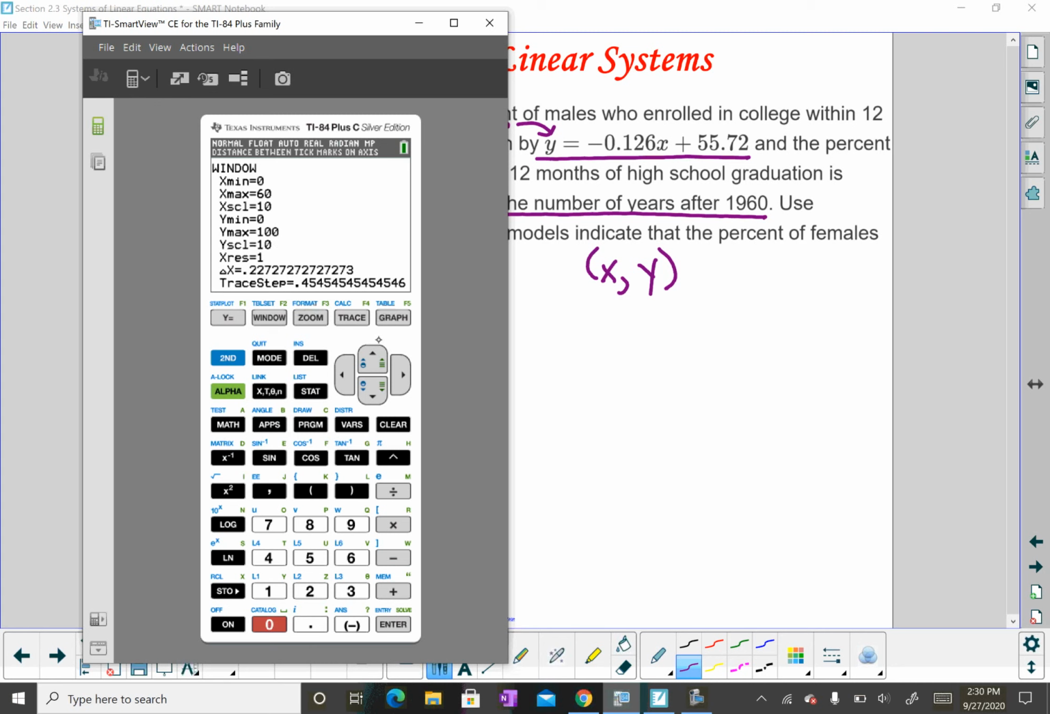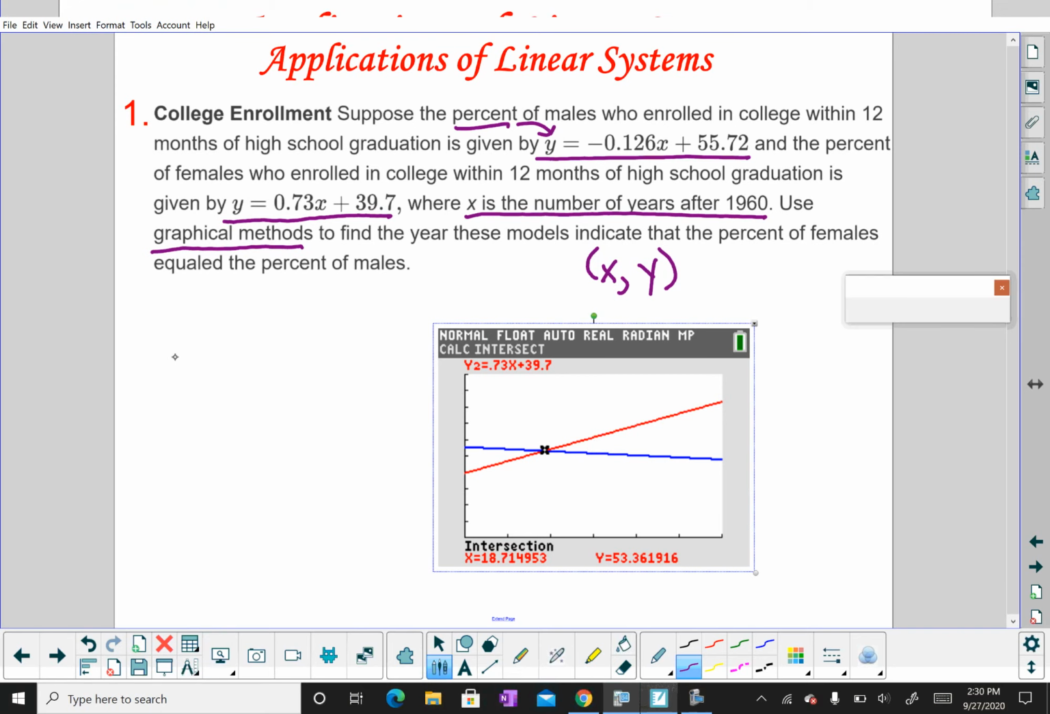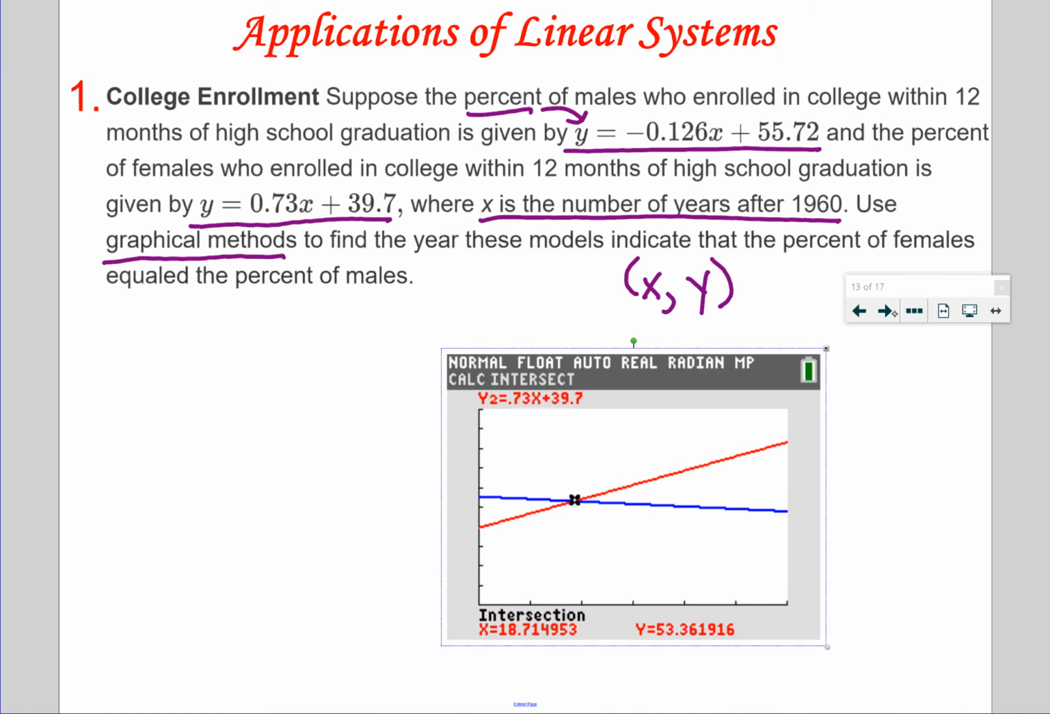So now, if you hit graph, we're going to be able to see those lines, and we're going to be able to see that intersection point. As soon as you can see the intersection point, we're going to do the same method we did before. Second, trace. We're going to choose intersect, number 5, and then hit enter 3 times. Enter, enter, enter. So let's see what we got here. We have an intersection at 18.7 and 53.36.